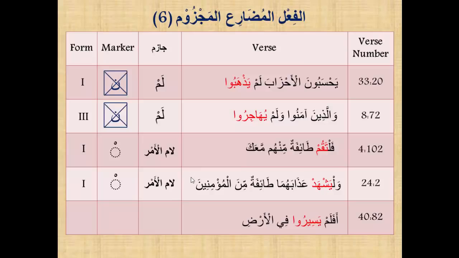Last example, أَفَلَمْ يَسِيرُوا فِي الْأَرْضِ. We have lam as the jazim, dropping of the noon, yasiru. In the marfu' it's yasiruna, and then the form, this is a form 1 verb.